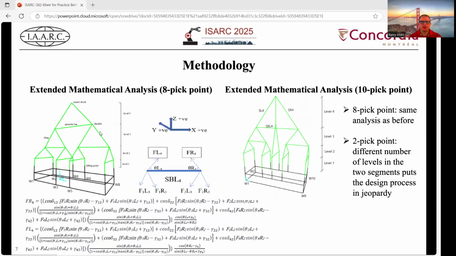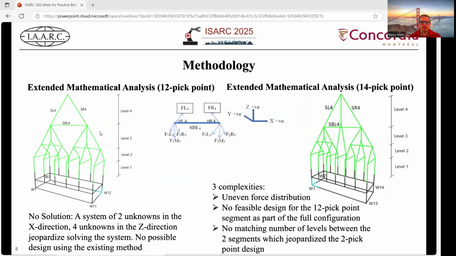This is a 3D view of an 8 peak point assembly. To find the sling forces at the upper level, the free body diagram of the spreader bar is considered with the applied forces. Since all the other forces are knowns, a system of 2 equations with 2 unknowns is solved, and the sling forces at the upper level were computed using these 2 formulas. Now, by looking at the 10 peak point assembly consisting of both an 8 peak point and a 2 peak point segment at its middle, the same analysis can be applied for the 8 peak point, while for the 2 peak point and following the same procedure as the existing method, there is a mismatch in the number of levels between the two segments, which jeopardizes our design process.